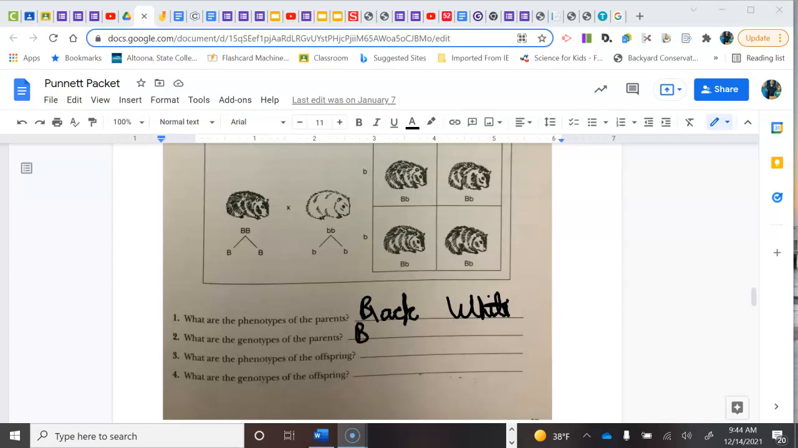What are the genotypes? The genotypes are always the letters. So in this case, capital B, lowercase b, lowercase b. What are the phenotypes of my offspring? What do my offspring look like? Well, they're all black. What are the genotypes of my offspring? So that's the letters. The genotypes are always the letters. Big B, little b.